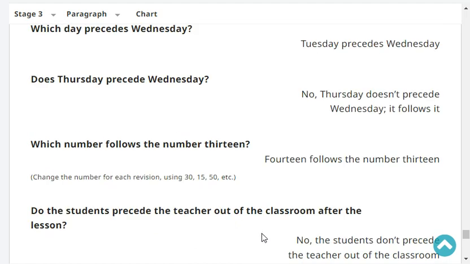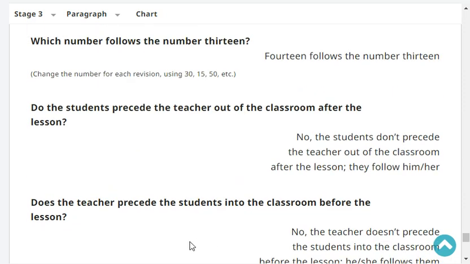Very good. Which number follows the number 13? 14 follows 13. Very good. Do the students precede the teacher out of the classroom after the lesson?